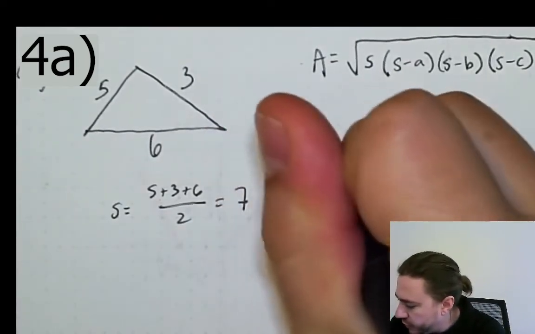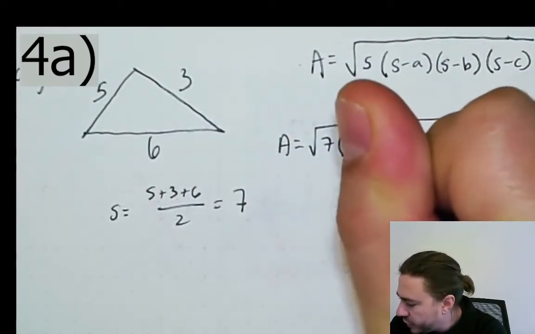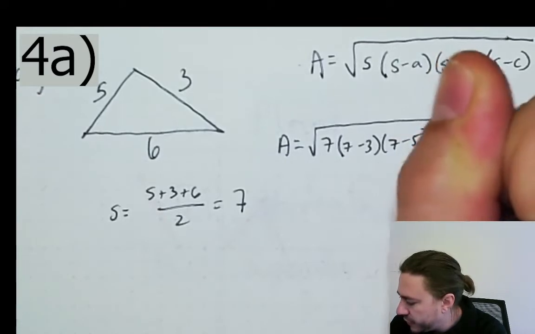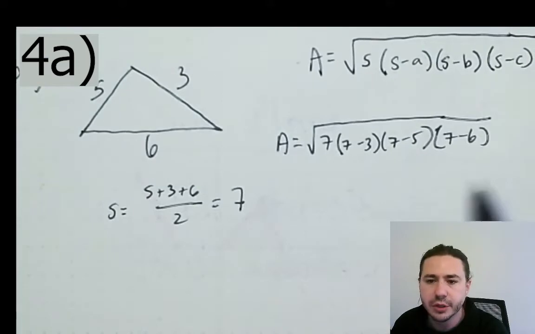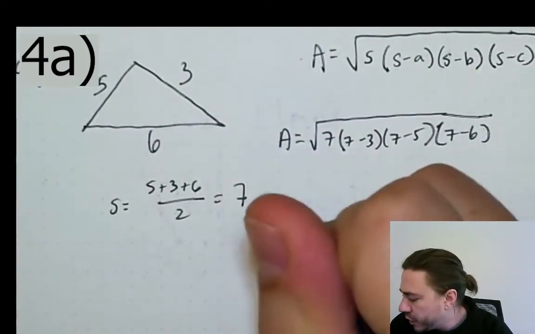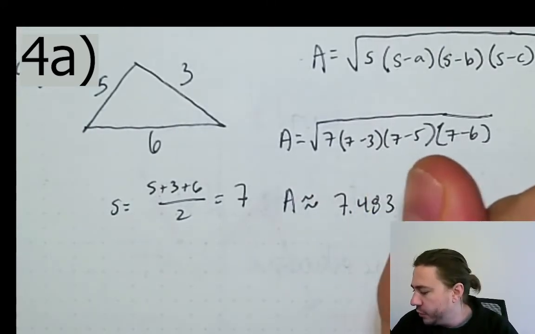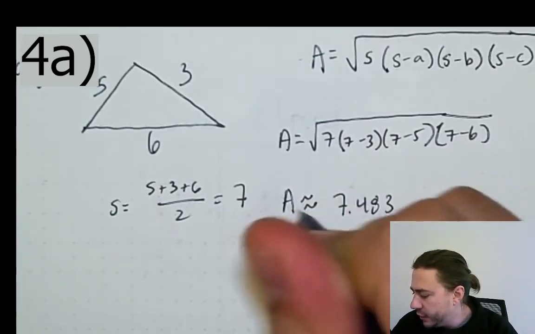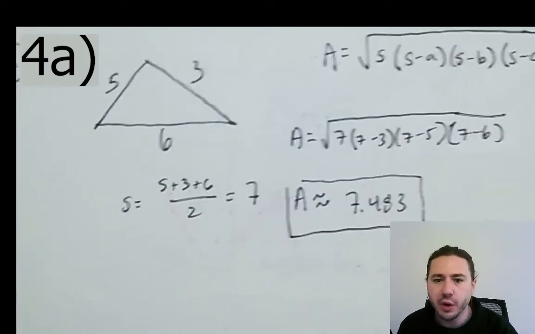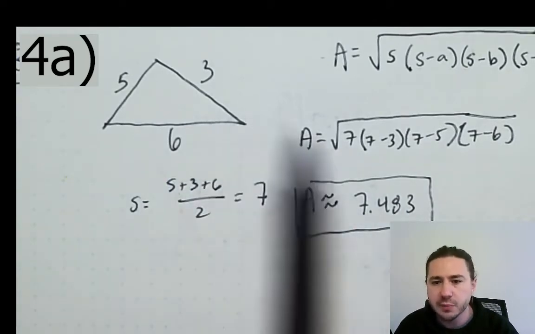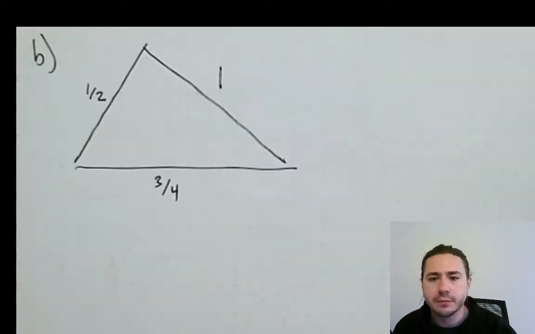So my area is going to be the square root of 7 times 7 minus 3 times 7 minus 5 times 7 minus 6. Again, it doesn't really matter which one's A, which one's B, which one's C. You can reverse those if you want. So when you plug all that in, you should get approximately 7.483 square units. Now, it doesn't actually give us units here, so we're not going to include any units, but it would be squared. If this was feet, this would be feet squared, meters, meters squared, and so on. So there's A. Let's take a look at problem B.